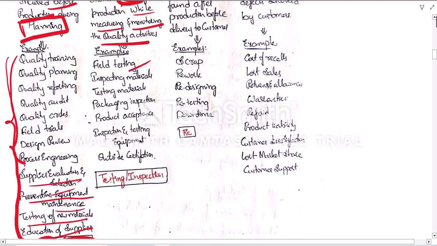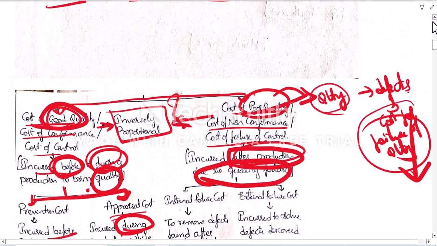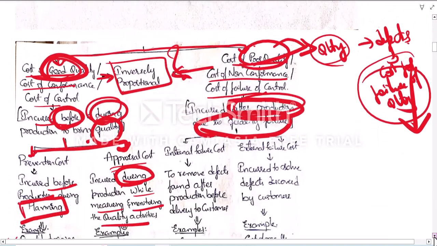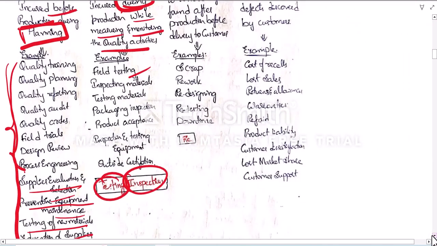Field testing and inspection will be covered. All types of testing and inspection will be appraisal cost. So examples: inspecting materials, field testing materials, packing inspection, product acceptance, inspecting and testing the equipment, outside certification. Any of this will be covered under appraisal costing.